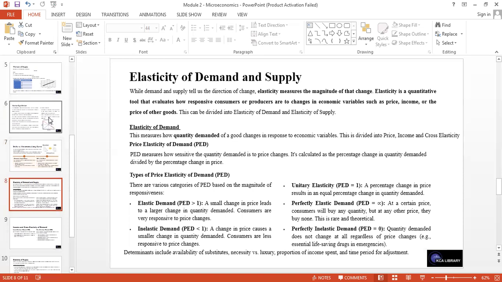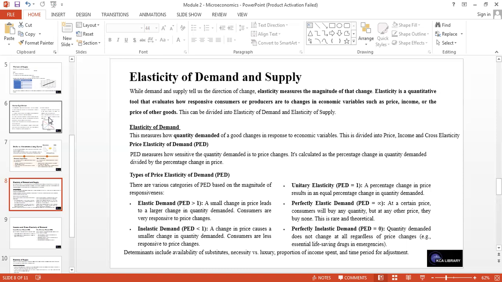We move to the elasticity of demand and supply. When we talk about this, it is that which measures the magnitude of change that arises. Elasticity is a quantitative tool that evaluates how responsive consumers or producers are to changes in economic variables such as price, income, or price of other goods. And this can be divided into elasticity of demand and elasticity of supply. When we talk about elasticity of demand, this measures how the quantity demanded of a good changes in response to an economic variable.